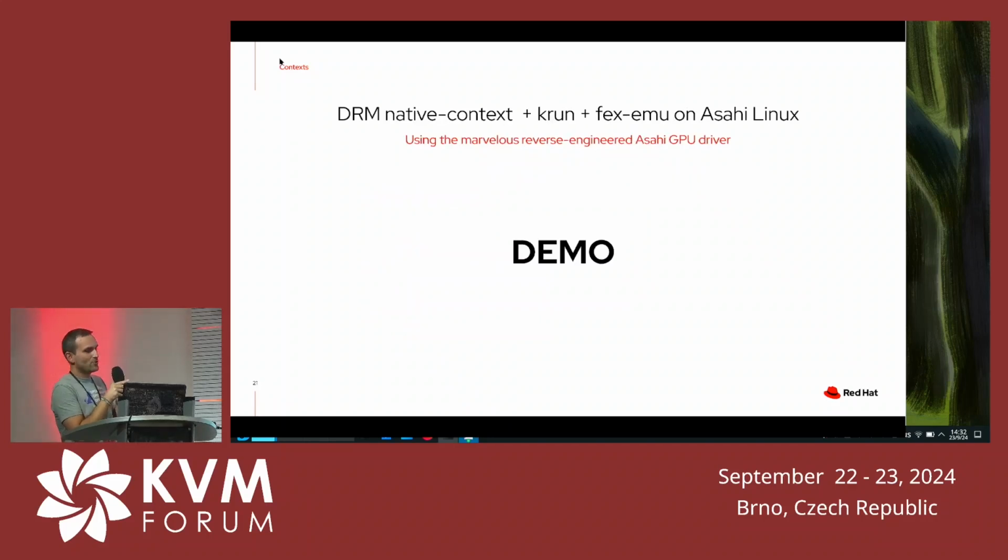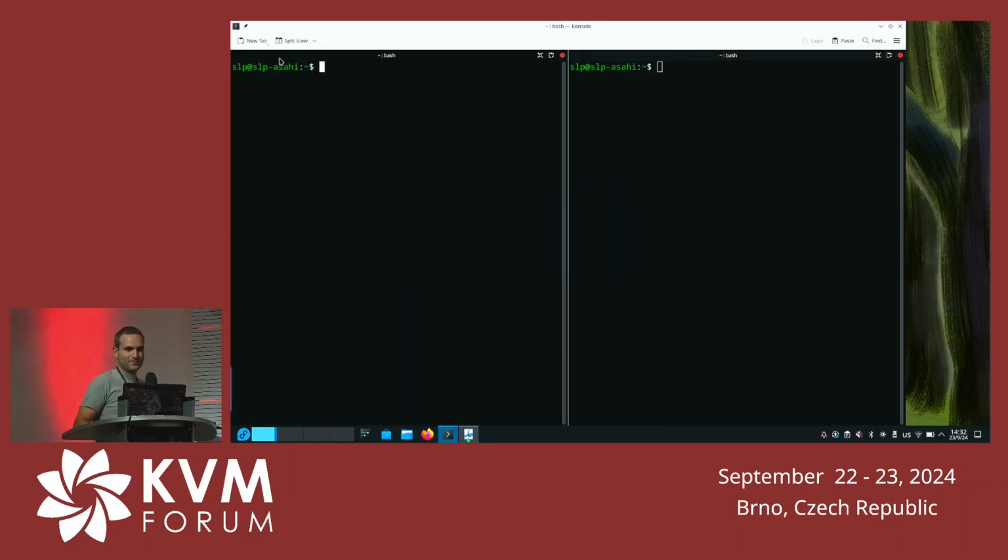Now, I'm going to try a live demo of using DRM native context with KRAM, FEX-Emu, on this laptop. It's going to be a live demo with one hand, so please bear with me. Okay, so this is Asahi Linux. We are running a regular kernel from the Asahi Remix, a 16K kernel. And I'm going to start a VM using KRAM.